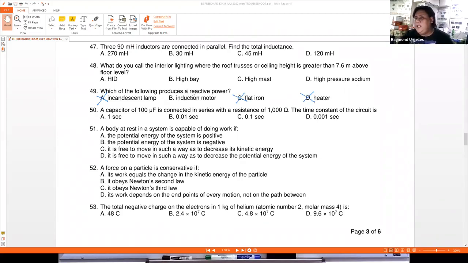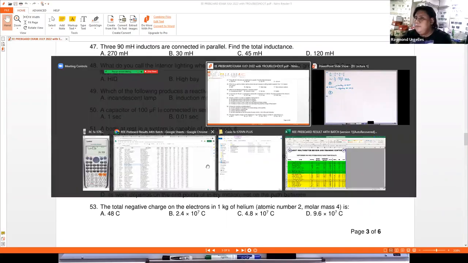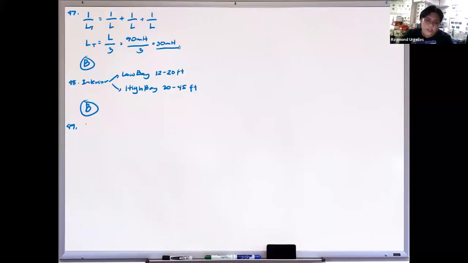So obviously, induction motor is a series RL. So this is an RL circuit. So meron siyang inductance kasi meron siyang coil. Kaya yung sagot natin dito is letter B. Diba? So we have induction motor. So this is letter B. Okay? Next, number 50.